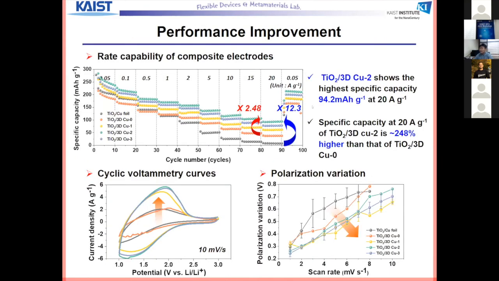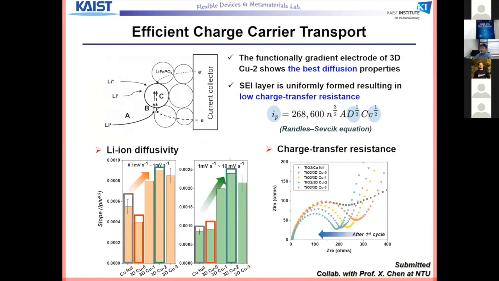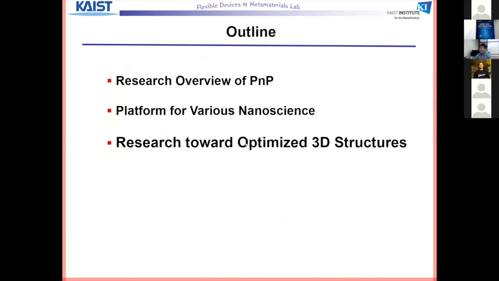much better performance of the battery, and we also found that the overall diffusivity and charge transfer resistance are definitely improved with the density gradient structure. So this is submitted, and probably you can see it in a paper soon. Okay, because of the time limit, I'll just quickly finish my final parts.